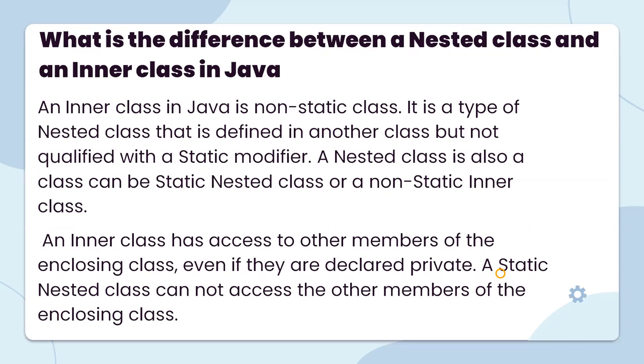What is the difference between nested classes and inner classes? The inner class in Java is a non-static class. It is a type of nested class that is defined in another class but not qualified with the static modifier. A nested class can be a static nested class or non-static. The inner class has access to other members of the enclosing class, even if they are declared private, while static nested classes cannot access the other members of the enclosing class.